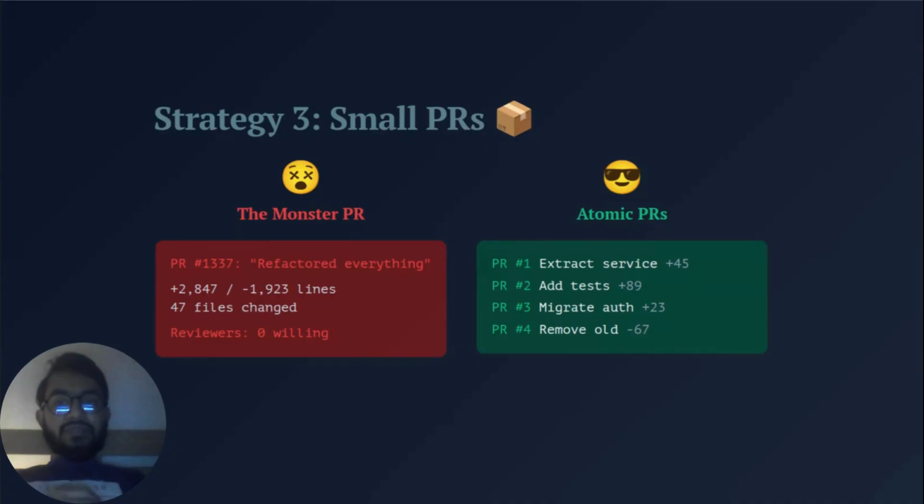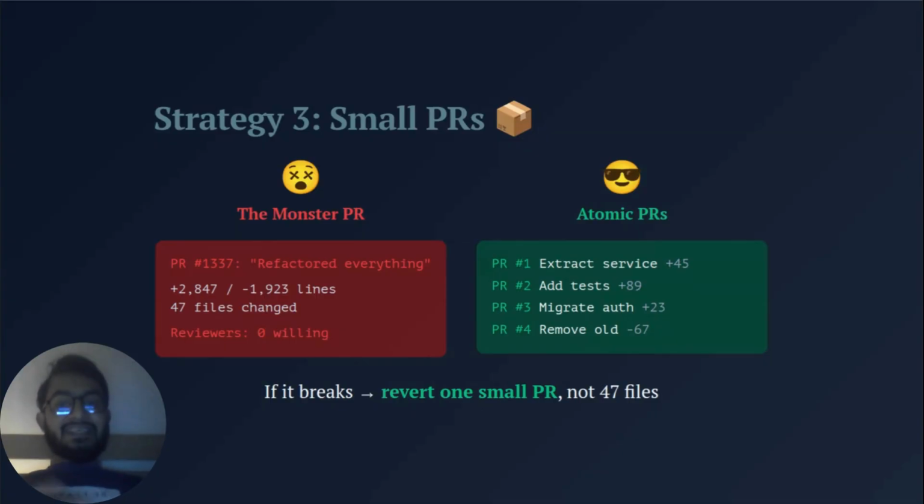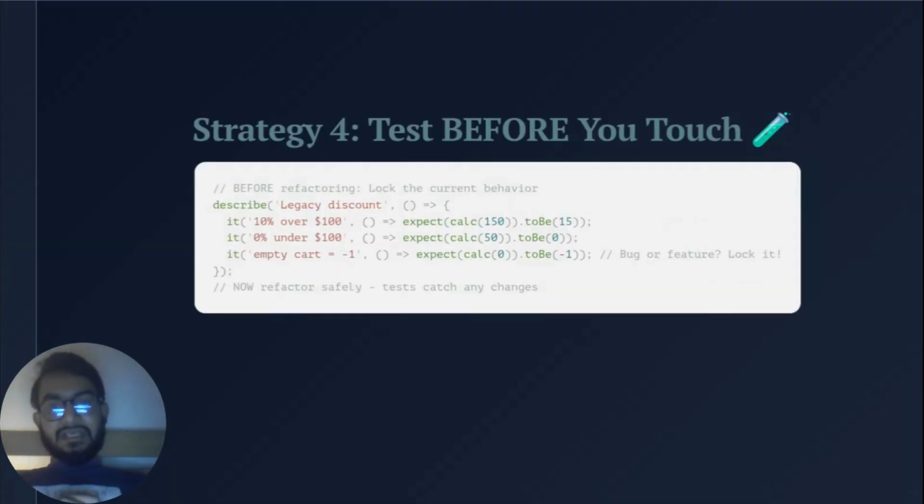So instead of raising a monster PR, you can raise atomic PRs. On PR one, you extract the service. On PR two, you add tests. On PR three, you migrate. So you do it step by step, not everything at a time. If it breaks, just revert one small PR and not 47 files. And the reviewer can also focus on those small changes.